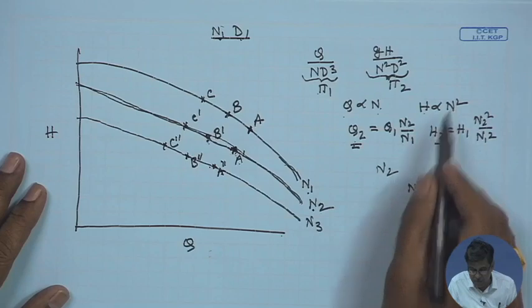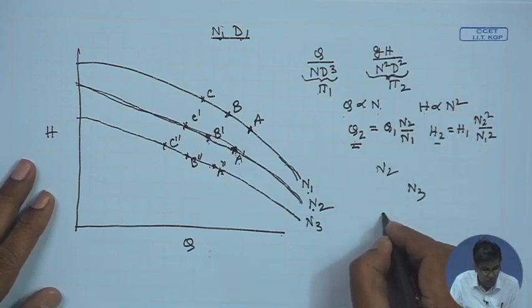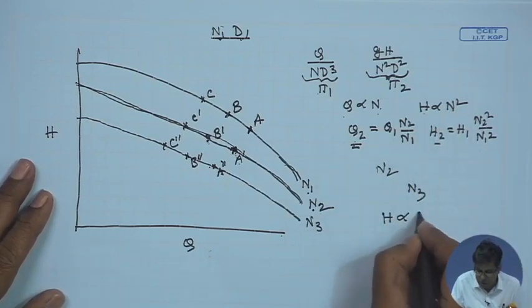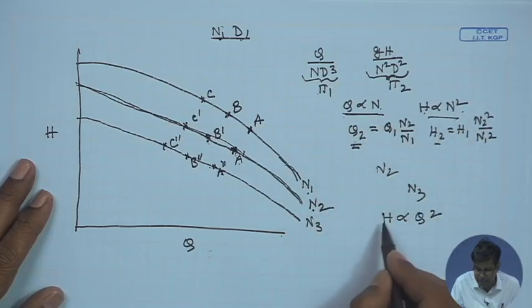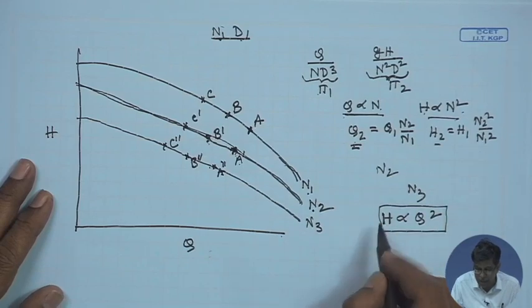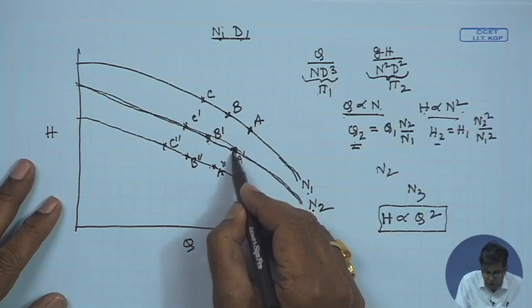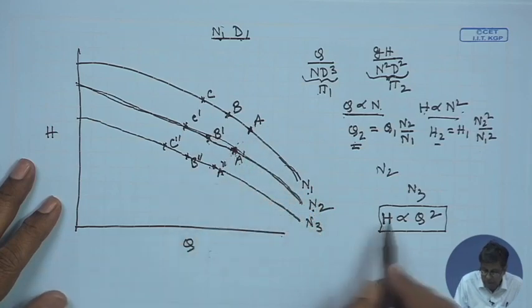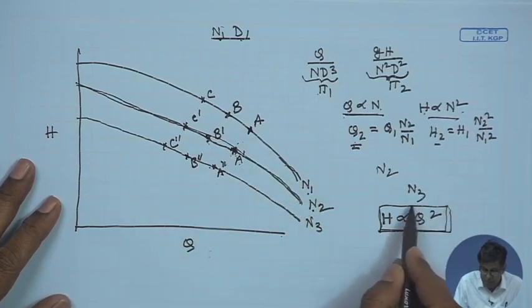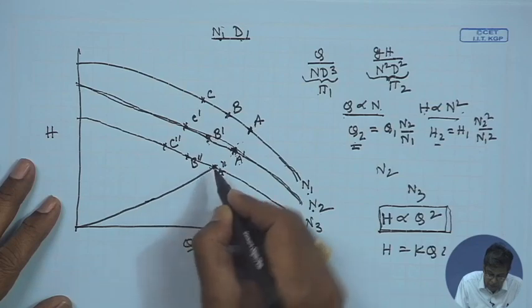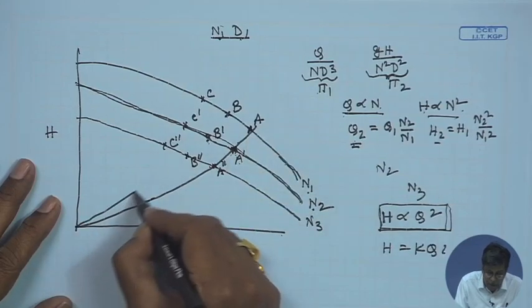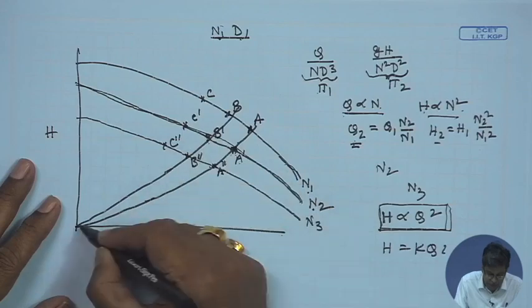Q varies as N and H varies as N square, which means that H is proportional to Q square. Now, if H is proportional to Q square, then the locus of all these similar points will follow this. H is proportional to Q square means H is K Q square. So, they will lie on a parabola passing through the origin.